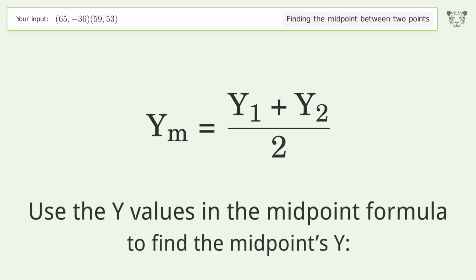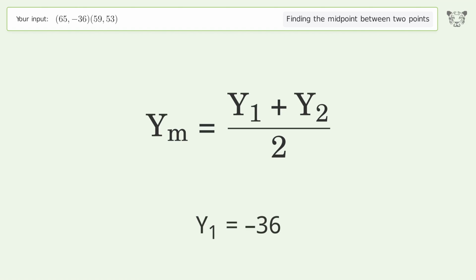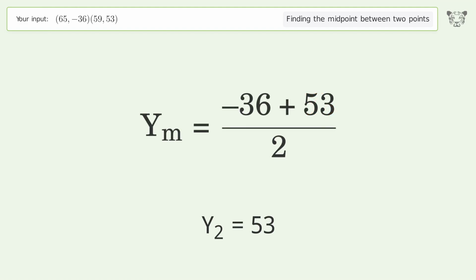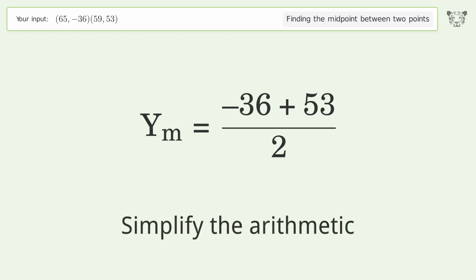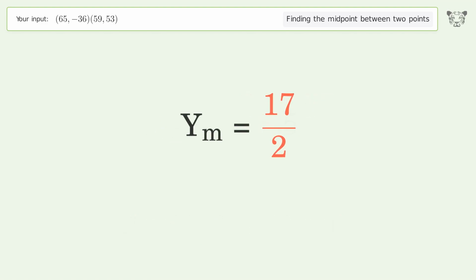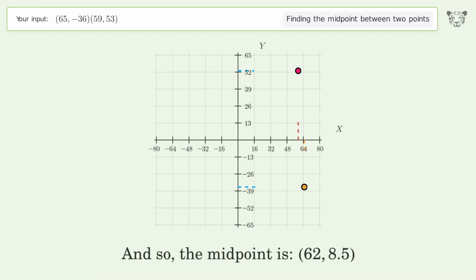Use the y values in the midpoint formula to find the midpoint's y. y1 equals negative 36. y2 equals 53. Simplify the arithmetic. And so, the midpoint is 62, 8.5.